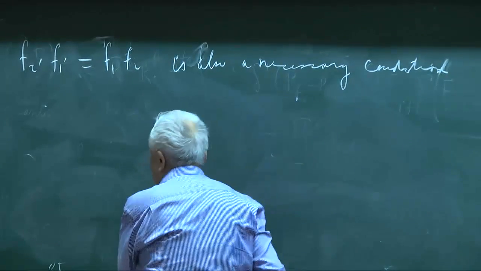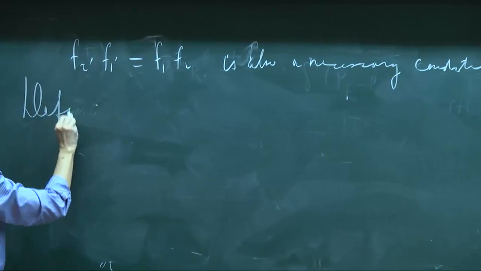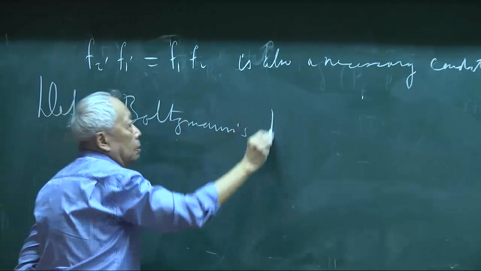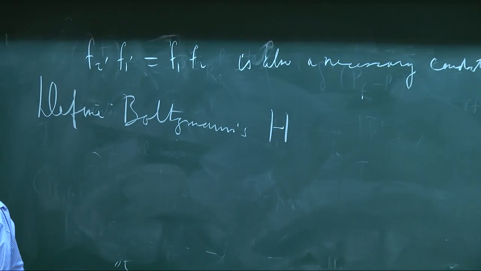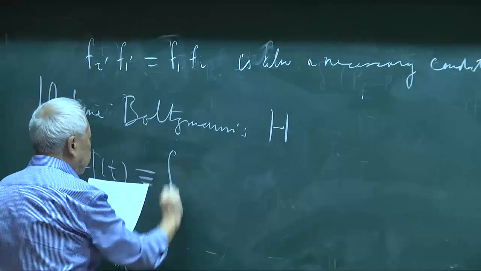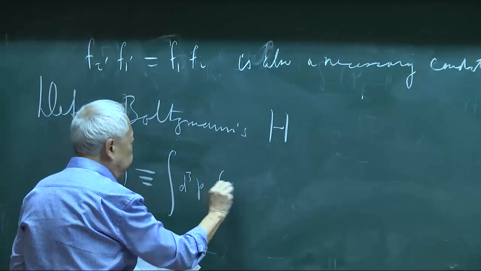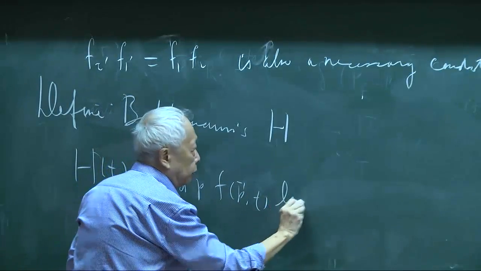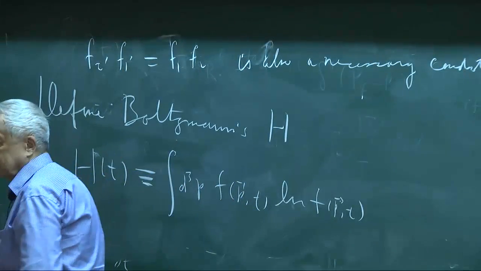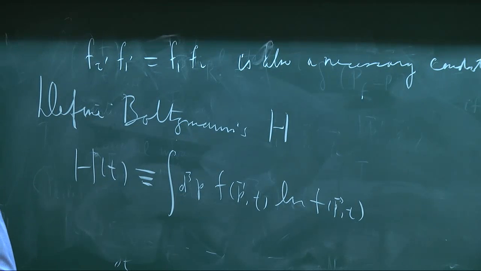Boltzmann said, define the following quantity. Now we call it Boltzmann's H. H is a function of time. It is, by definition, the integral of d^3p of f of p and t times the log of f of p at t. That's his famous H. Boltzmann didn't mean it to be H. He meant it to be capital Greek eta. But the capital Greek eta is written as H, so it's called H.